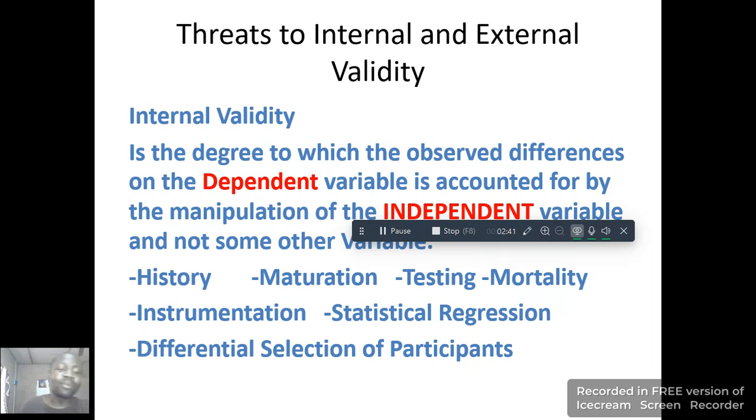Most especially in humanities, there are many things that could account for the changes observed in the dependent variable. So what we are now saying is that whatever the cause of the changes, the experiment is internally valid when majorly the changes observed in the dependent measure are accounted for by the variables that are the treatment. Let me give you an example.